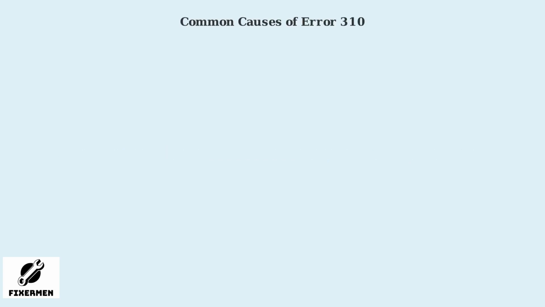Several factors can trigger Error 310 on Robinhood. Let's explore the common causes. The first common cause is an incorrect password. If you enter the wrong password during login, the system will fail to authenticate you. Another cause is invalid or expired two-factor authentication codes. These codes are time-sensitive and must be entered correctly and promptly.